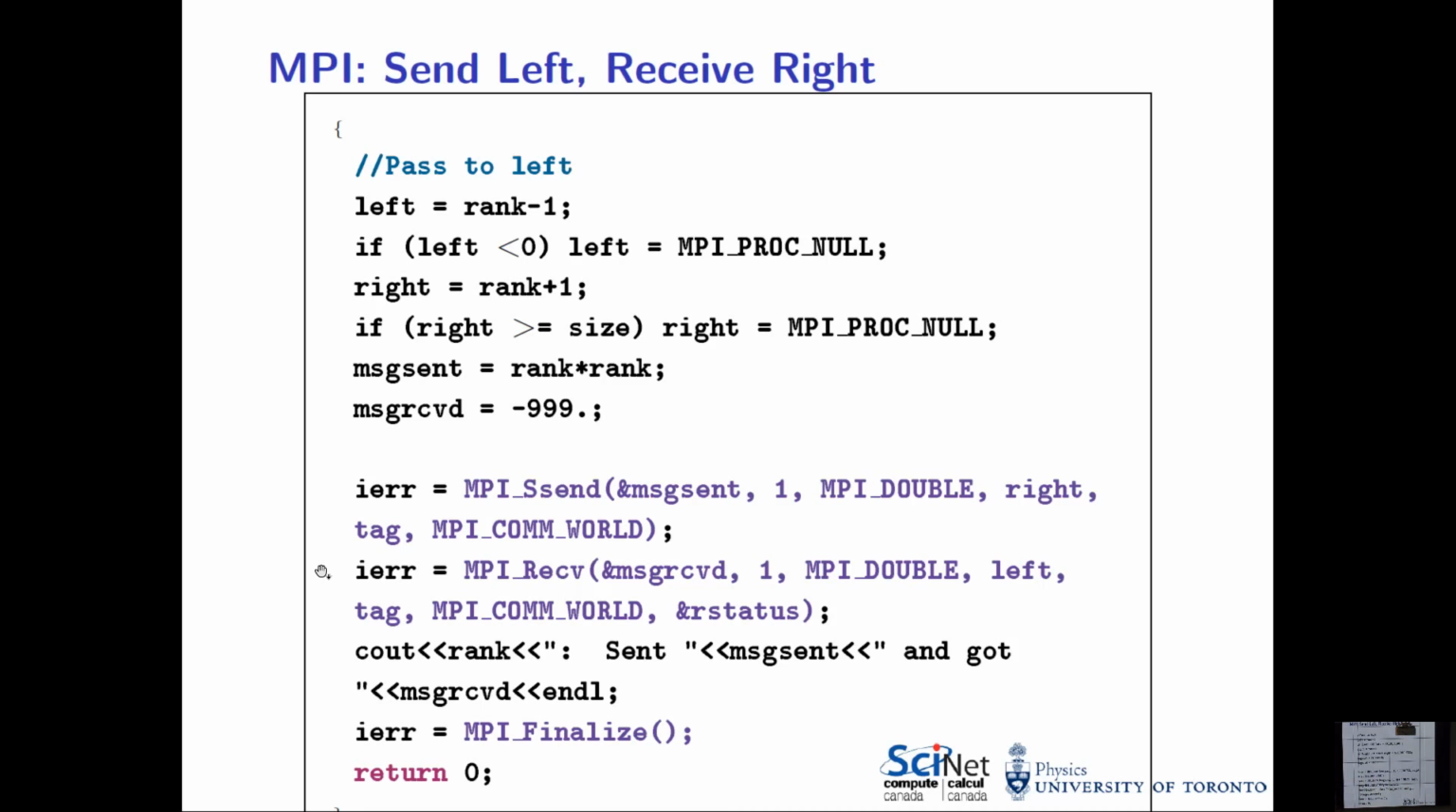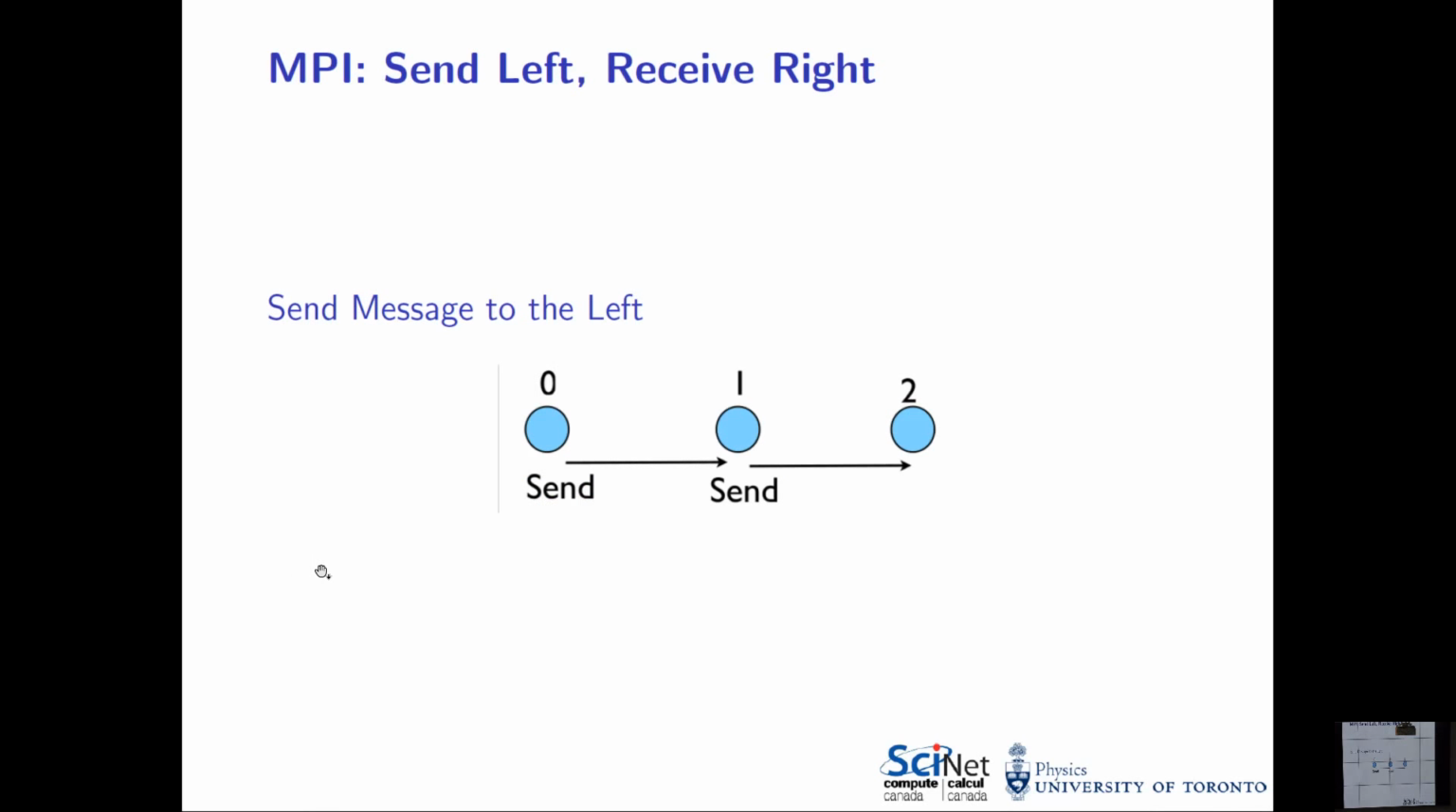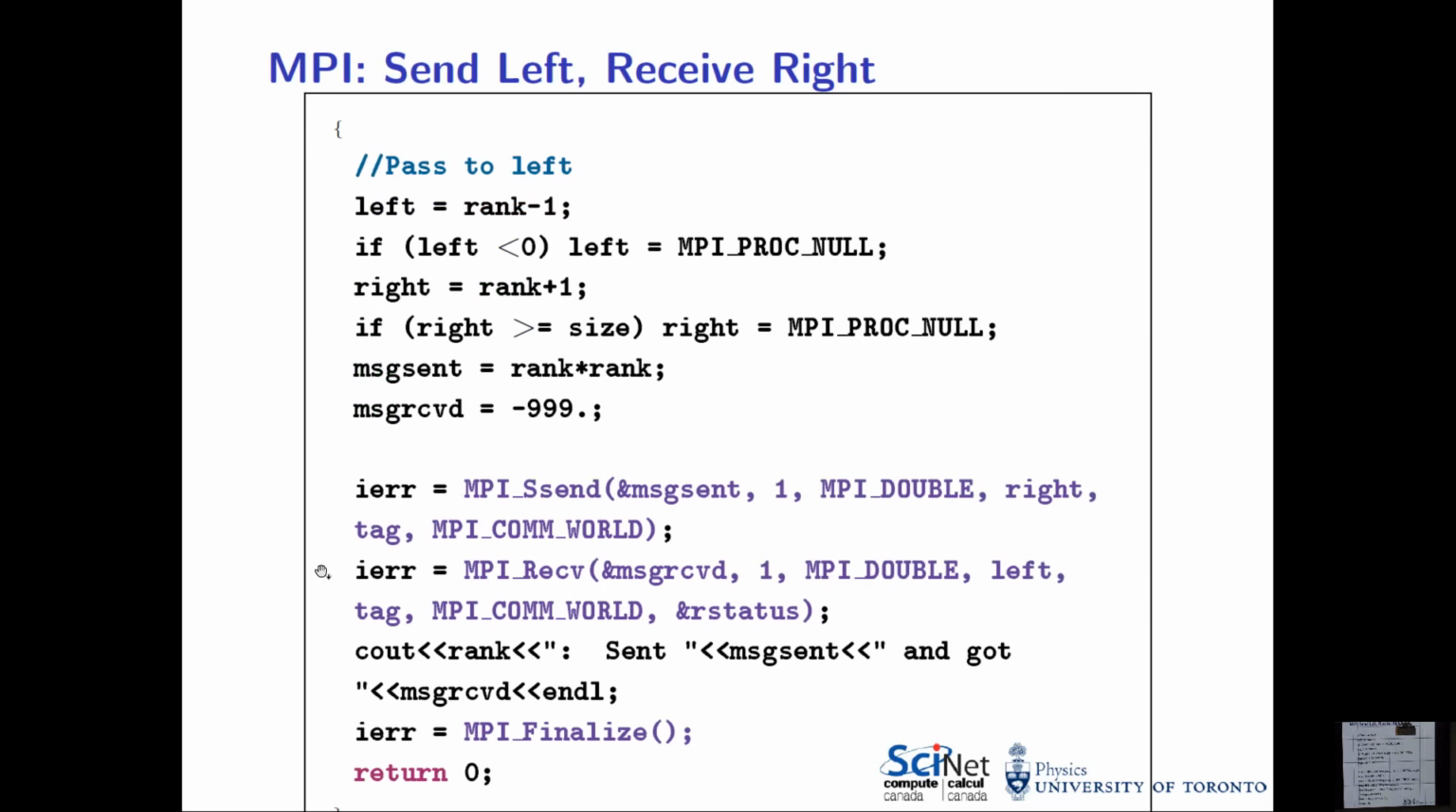Let's go back to the other one. Okay, so our left and our right. Our rank minus 1. So we're going to go from 0, and we're going to receive in 1. And if we're on 1, we're going to send to 2 and receive from 0. So that's easy enough. Left is rank minus 1, and our right is rank plus 1. That's pretty straightforward, and this is where it becomes a little easier if you use these proc nulls.